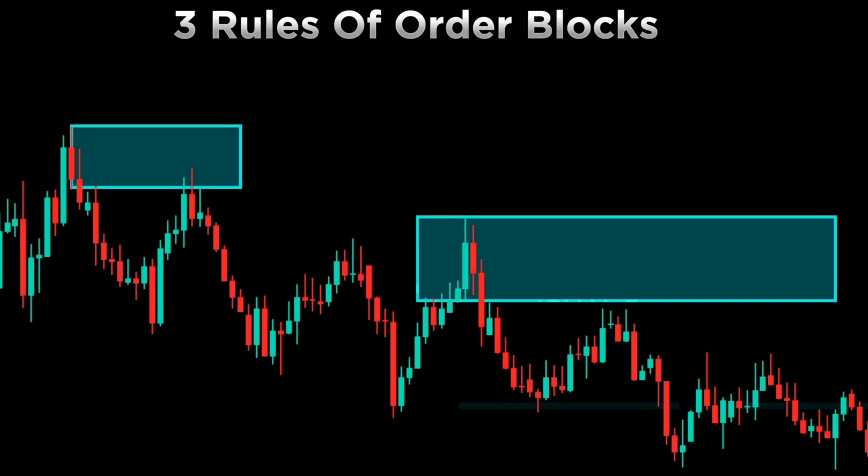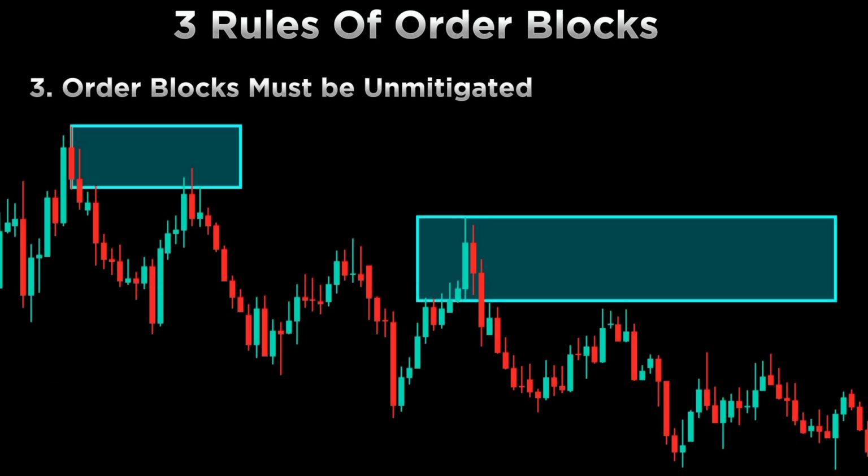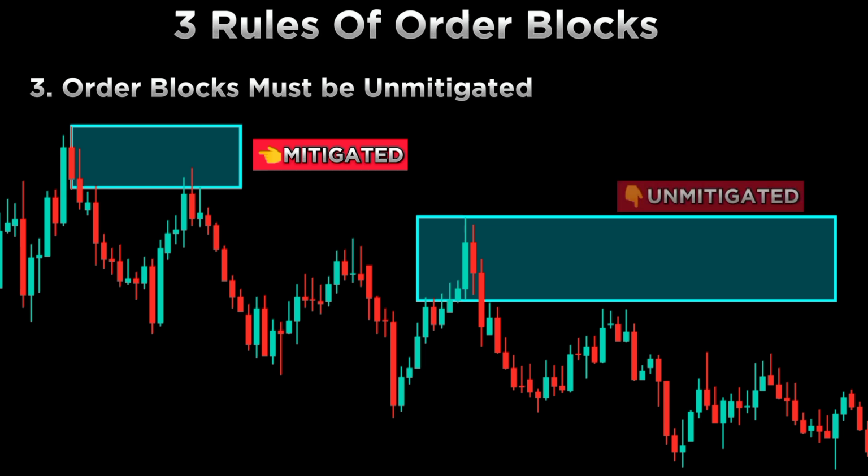The third rule is that order blocks must be unmitigated. When we say an order block is already mitigated, it means that the market has returned and touched the order block. And when an order block is unmitigated, it means that the market has not yet touched the order block. An order block can be used only once, and once it is used, we are only looking out for a new, fresh, unmitigated order block.